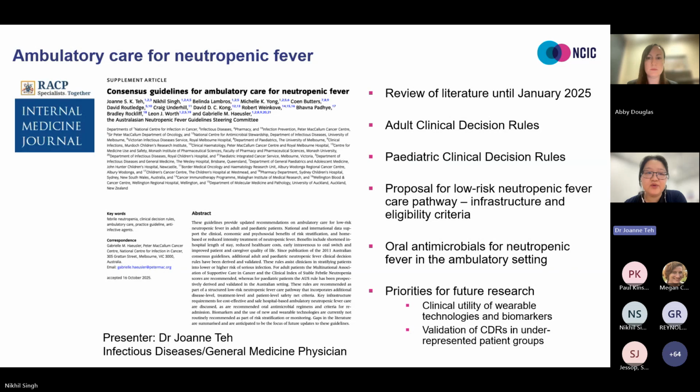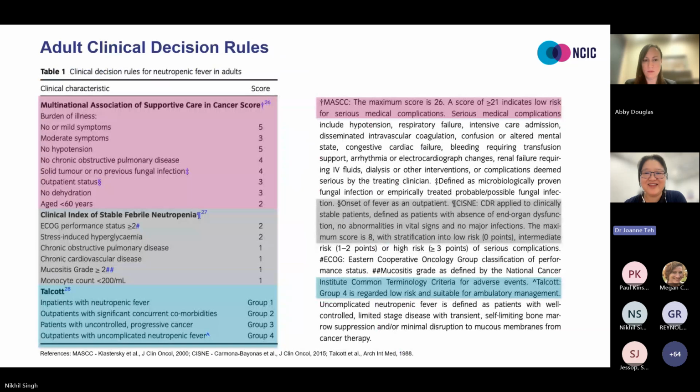In our section, we've included both adult and pediatric clinical decision rules. We've expanded on the infrastructure and eligibility criteria that ensure success of a low-risk ambulatory care pathway, as well as include dedicated guidance, which is new, for oral antimicrobials for treatment of neutropenic fever in outpatients. In the interest of time, I won't be covering the priorities for future research, but I've just listed them here. Next slide, Nikhil, thanks.